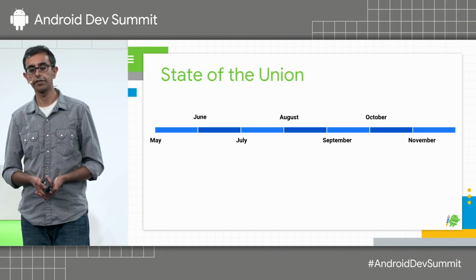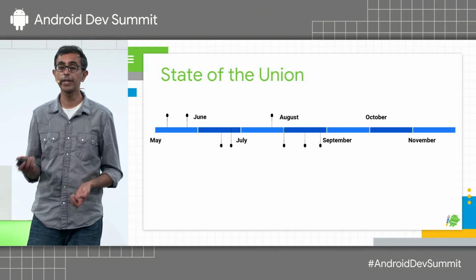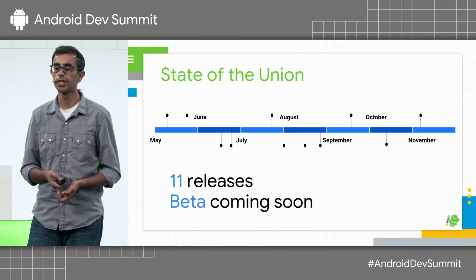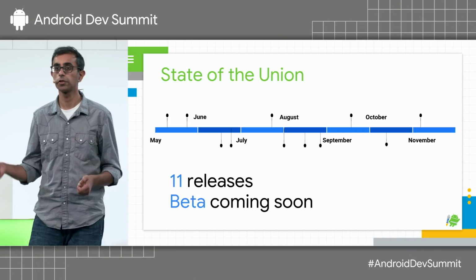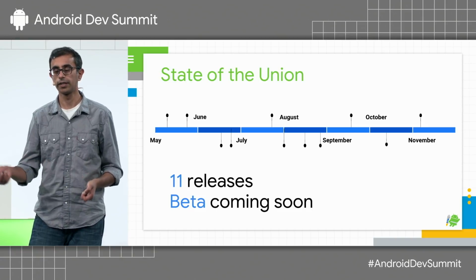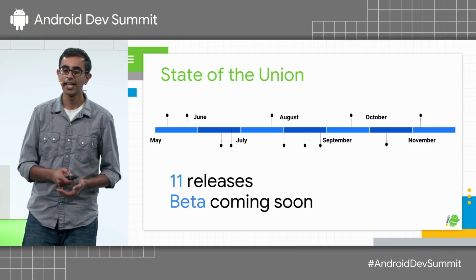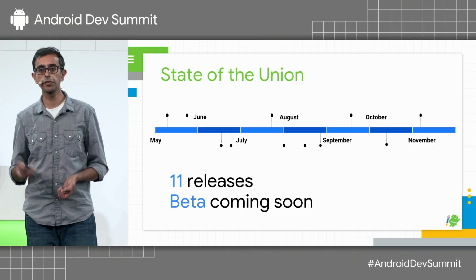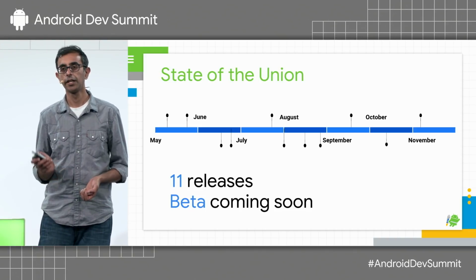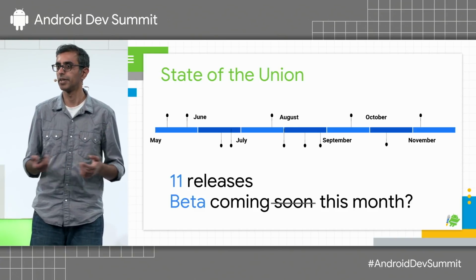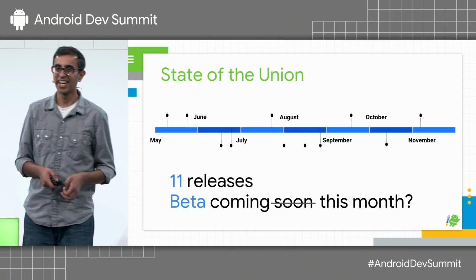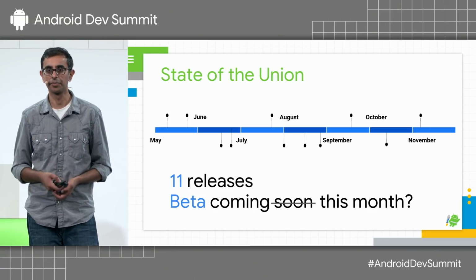So let's start with the State of the Union. There have been 11 releases of WorkManager since Google I/O. And these are alpha releases. Today was the 11th one. And beta is coming soon. Those of you who watched the keynote yesterday may have heard that beta is coming this month. This was news to us, too, but it's coming this month. We were very close, but I guess we're doing it this month now.